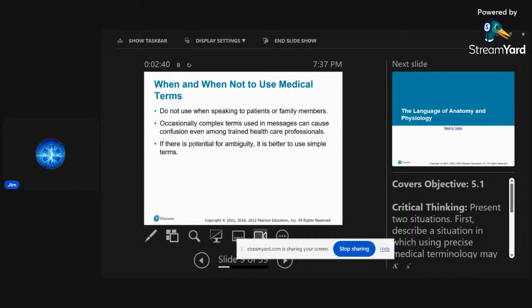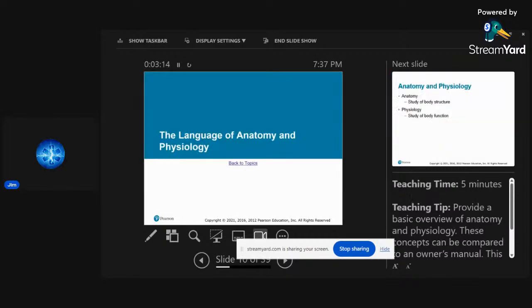Occasionally, complex terms used in messages can cause confusion, even among trained healthcare professionals. And sometimes it's just a matter of mispronouncing one little syllable in that word, and you've completely changed what disease process or symptom you're trying to describe. If there is a potential for ambiguity, it's better just to use simple terms. So if there's any chance that it can be confused, just use smaller or simpler terms.